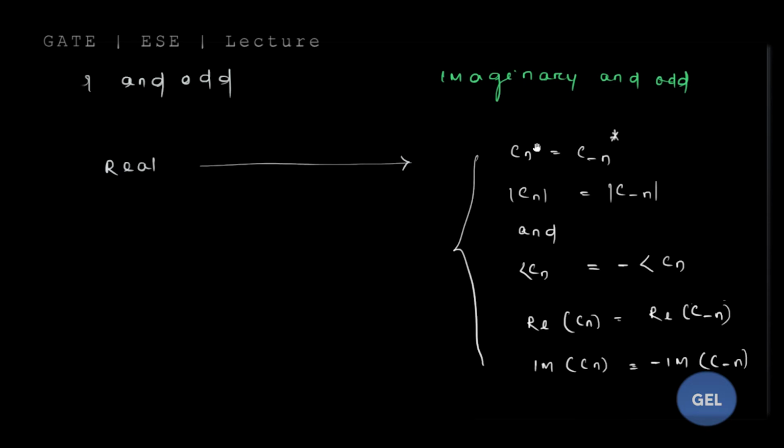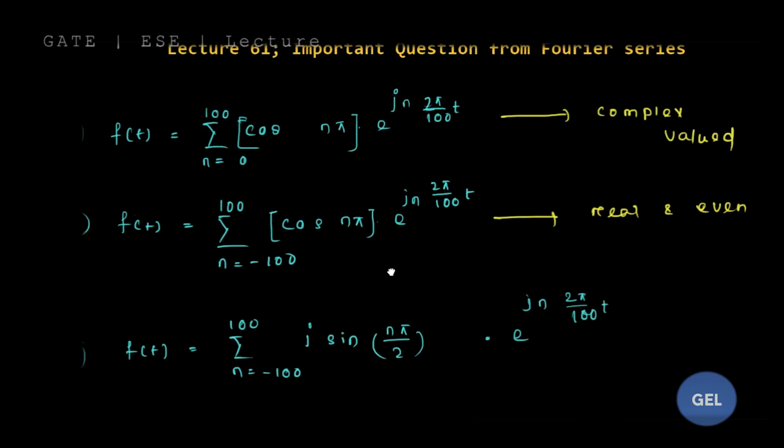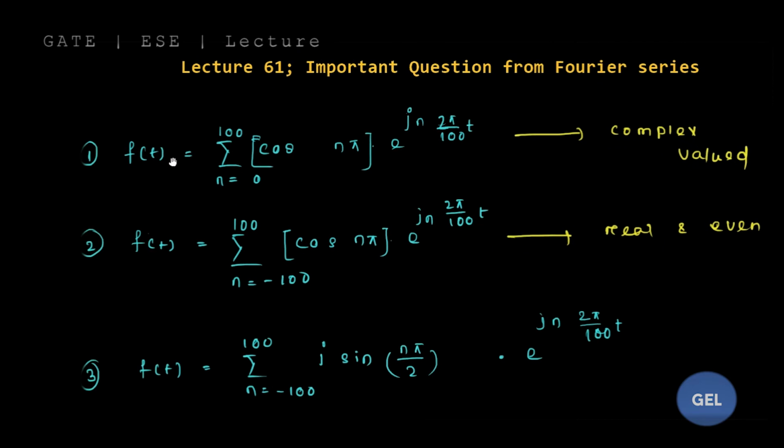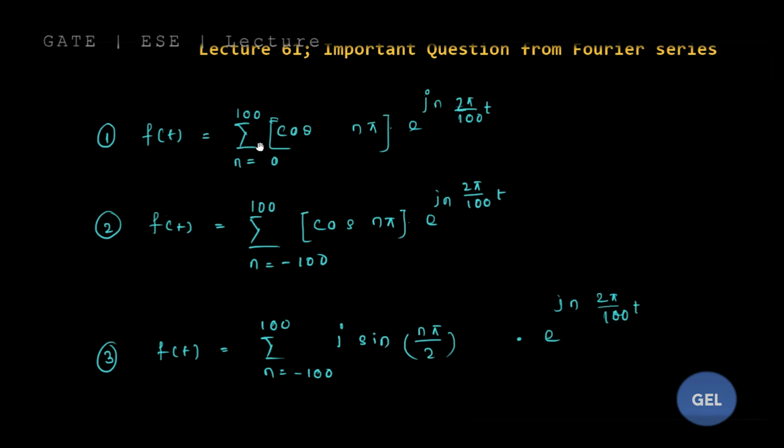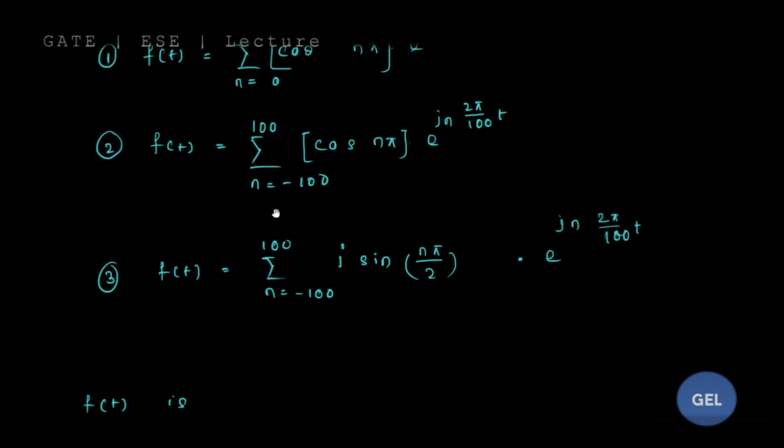So you need to be very careful about these conditions and how the question is asked. Look here, this is an example of the question I have given. It says f of t is the sum from n equals 0 to 100 of cos n pi e to the power j n 2 pi by 100 t. It looks scary, but it's a very simple question. In the second question, it is given with a different limit. The question is the same, but the limit is different, minus 100 to 100. In the third question, the limit is the same, minus 100 to 100, but this value is different.